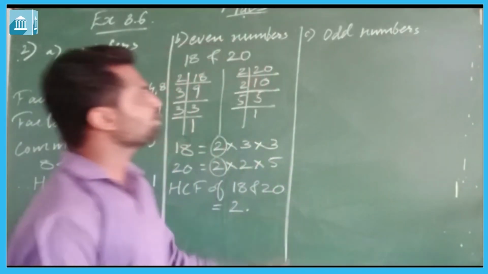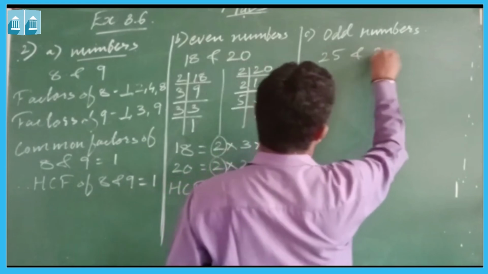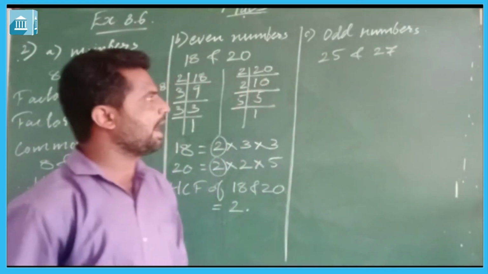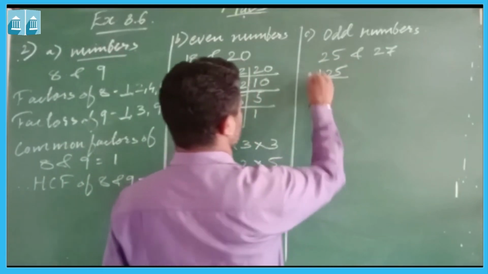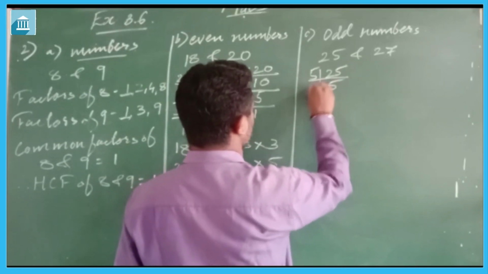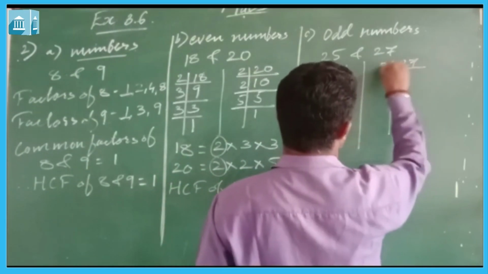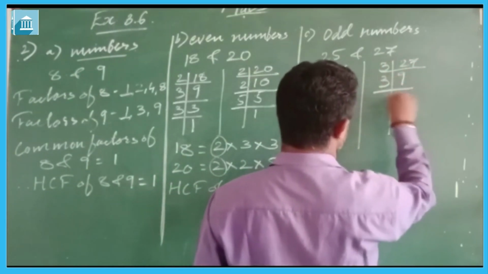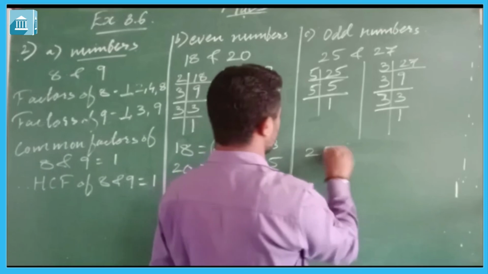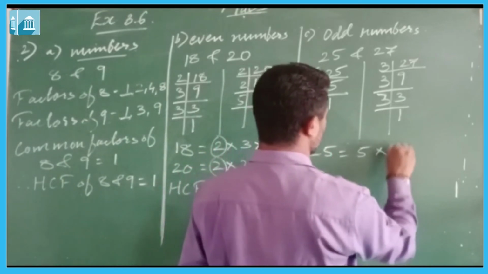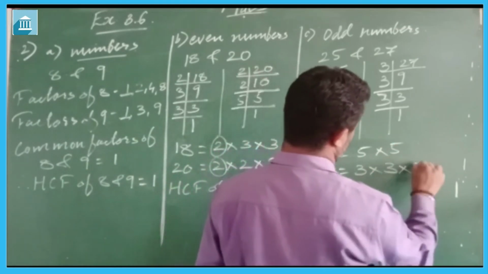The third is two consecutive odd numbers. First we take any two odd numbers. Let us take 25 and 27. By prime factorization, 25 is 5, 5, 1. For 27, it will be 3, 9, 3, 3, 3, 1. So 25 is equal to 5 into 5, and 27 is equal to 3 into 3 into 3.